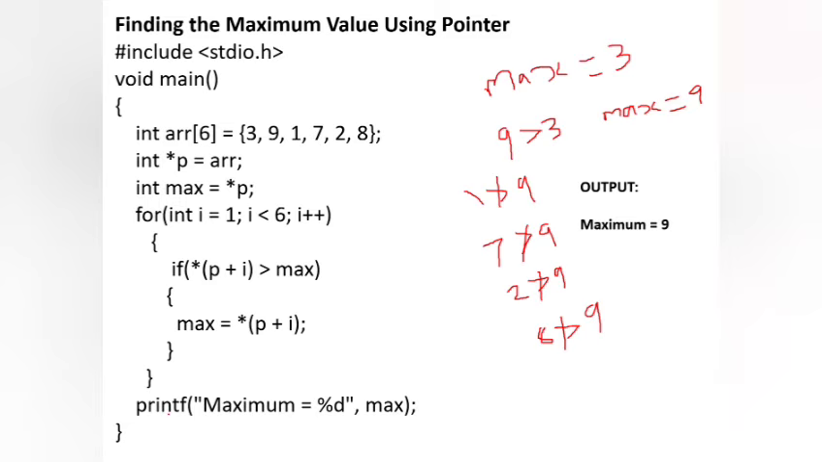Now we are trying to print the maximum, whatever is stored in the variable max. So what is stored in the max variable? In the max variable we stored 9. So we will print the output. The maximum is 9.